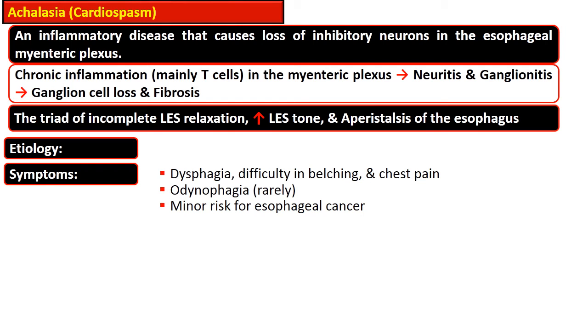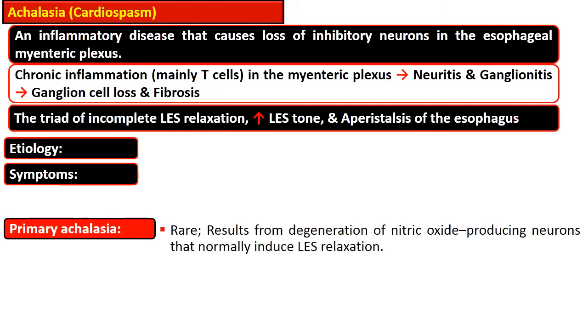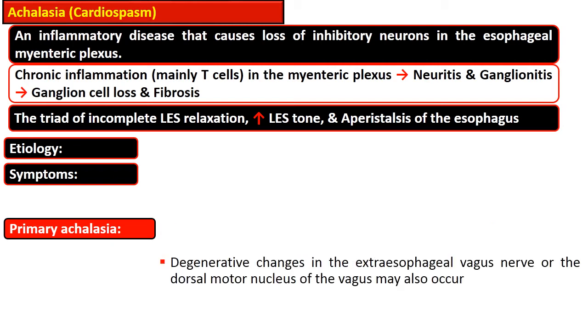The symptoms are dysphagia, difficulty in belching and chest pain, or odynophagia, which is a rare symptom. This condition is also associated with a minor risk for esophageal cancer, but this minor risk is usually ignored because it is very minimal. Primary achalasia is a rare condition that results from degeneration of the nitric oxide producing neurons that normally induce lower esophageal sphincter relaxation.